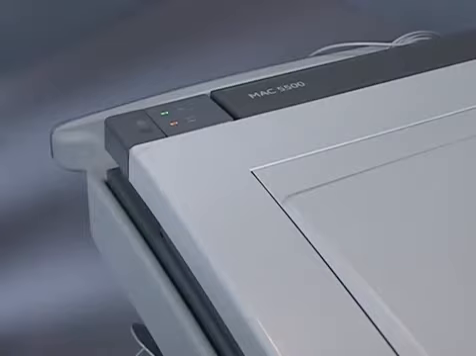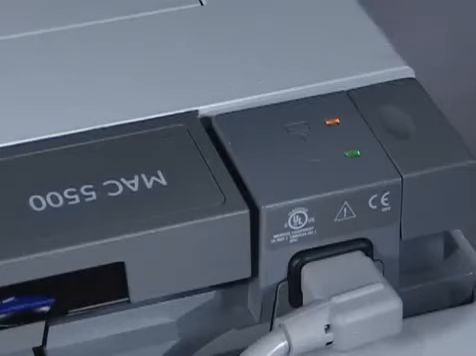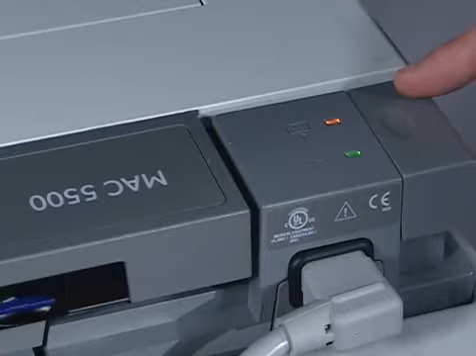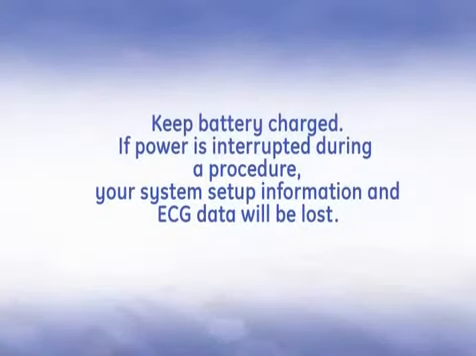At the back left corner of the unit are indicator lights and the internal access button. The green light indicates the unit is plugged into AC power, like a wall outlet. An amber light next to the battery symbol indicates the battery is charging. When the battery is fully charged, no light shows in the display. Keep the battery charged because if it runs out of power during a procedure, you will lose your system setup information and ECG data.